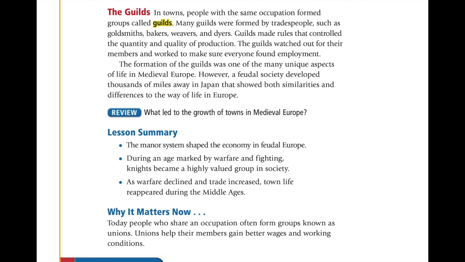Why it matters now. Today, people who share an occupation often form groups known as unions. Unions help their members gain better wages and working conditions.